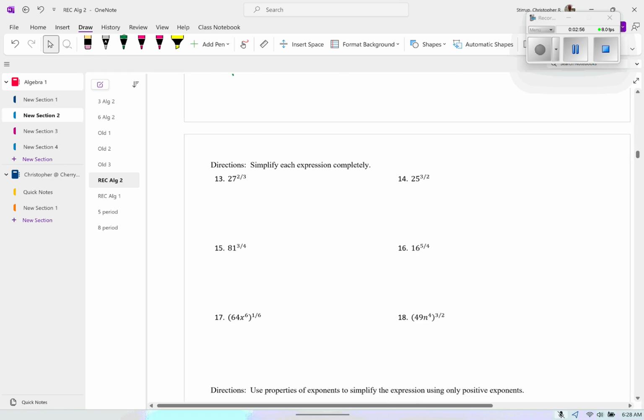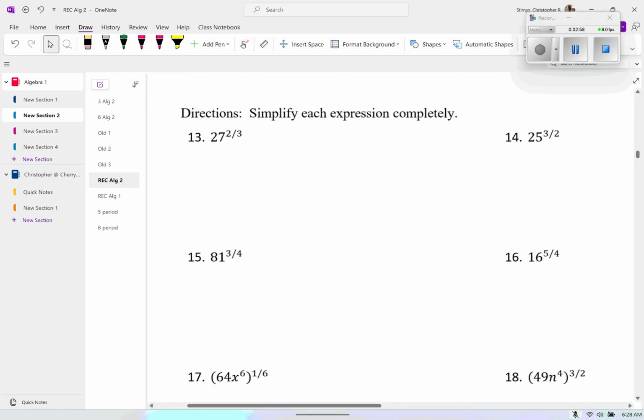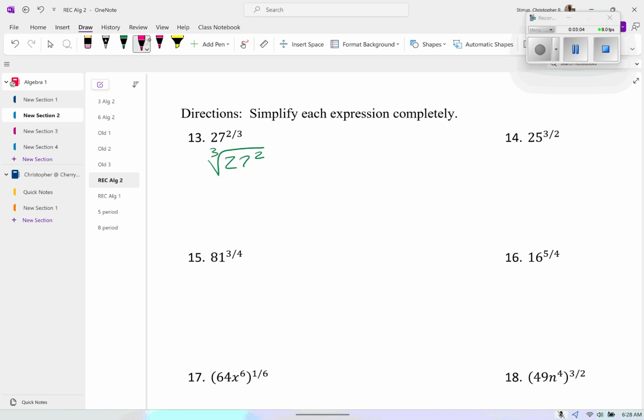So now we're going to start simplifying them. All right, so I know that this is the 3rd root of 27 squared. So where do you want to start? I would take the 3rd root of 27 to get 3, and then I'd square that, so my answer is going to be 9. So on this one, it's square root 25 raised to the 3rd. We'll take the square root of 25 first, which is going to be 5, and then 5 to the 3rd is 125.